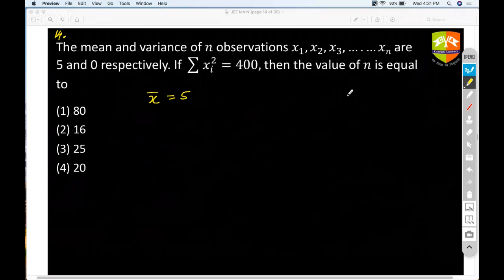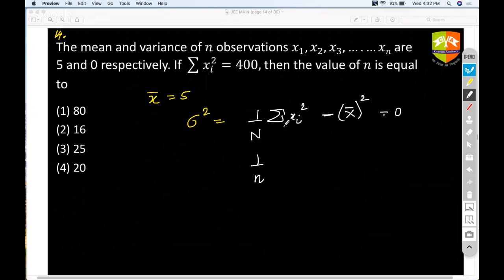All right. So in this case, it is a very easy question. We all know that the variance formula is 1 by n summation xi square, okay, minus the mean square. And this is given to us as 0, right? So 1 by small n summation xi square is going to be 400 minus 5 square is going to be 0. So n is going to be 400 by 25, which is 16. It's a hardly 10-second question.